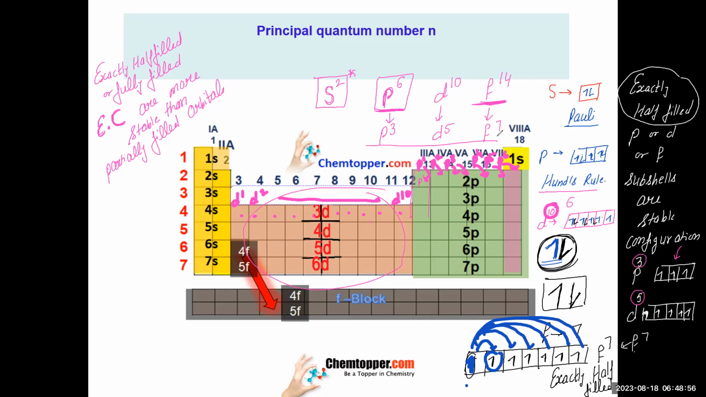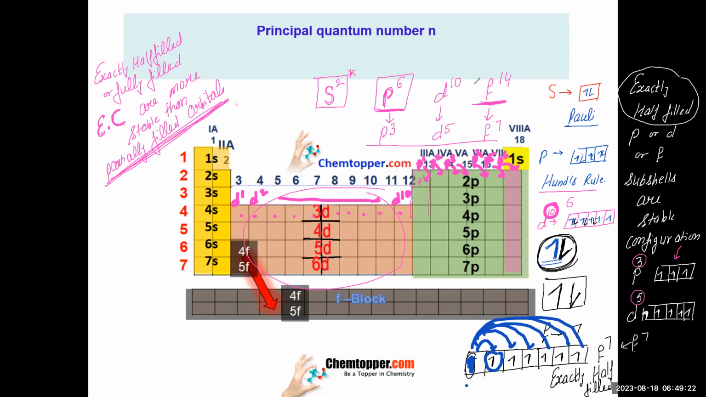they are considered as more stable as compared to, if you see the word here I've written, partially filled orbitals. Partially filled. So fully filled and exactly half filled electron configurations are more stable than partially filled.